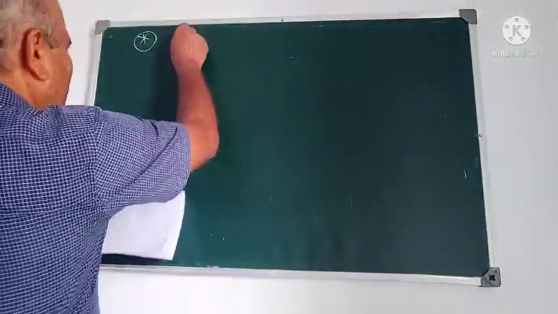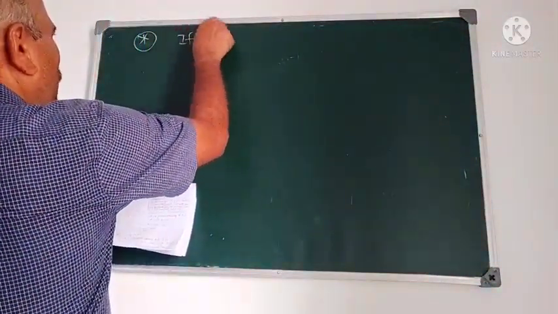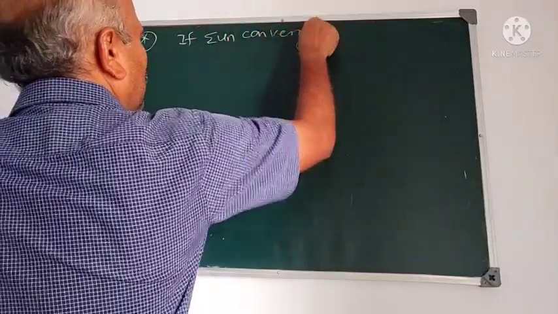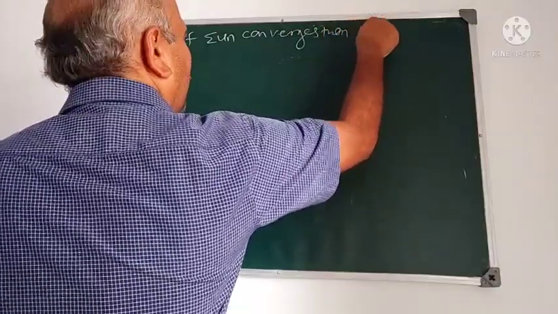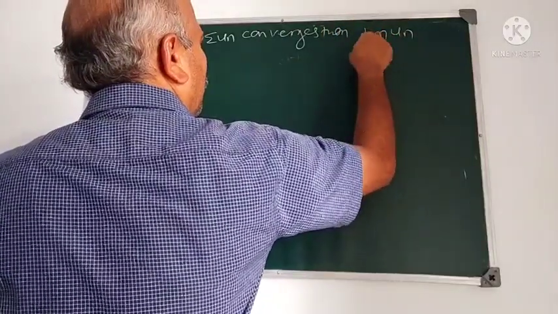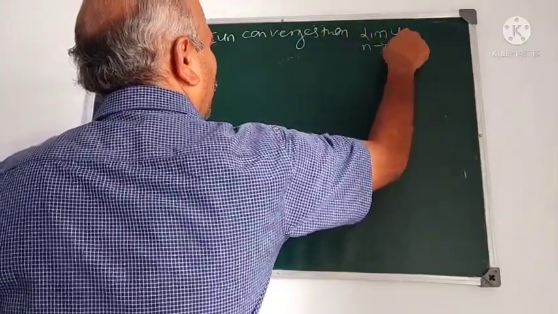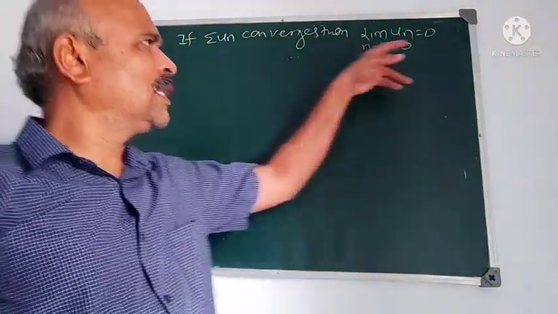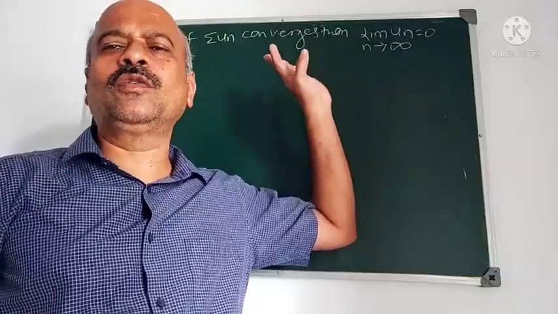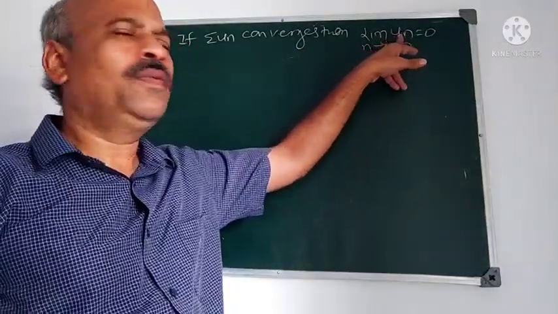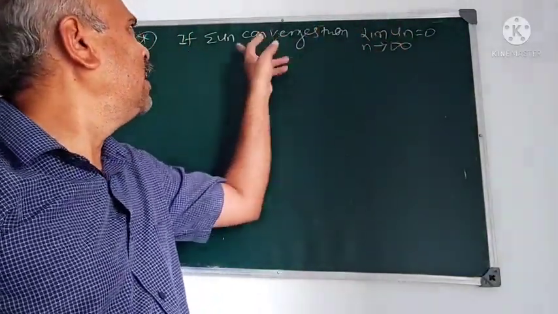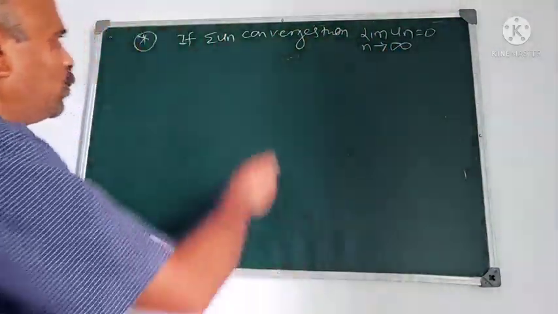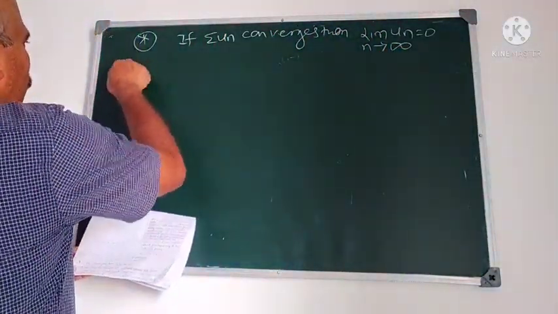First important result is, if sigma un converges, then limit un is 0. If sigma un converges, limit un is 0. But the converse is not true. What is the converse? If limit un is 0, then sigma un converges. This is not always true. First part is the proof of this.